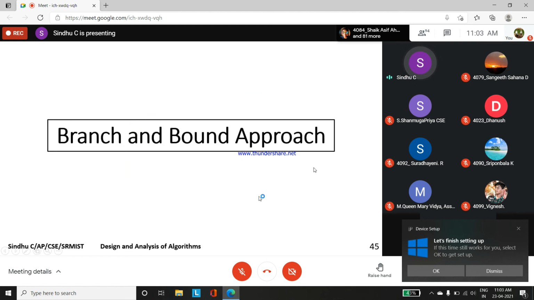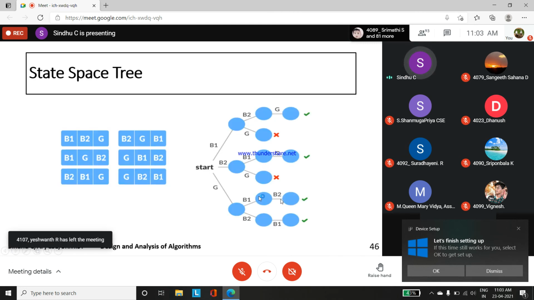So then coming to the last strategy, which is branch and bound. Again, it is very, very similar to backtracking. Here, the most significant point is you bound at a particular point based on the constraint. So this is an example of a state space tree.